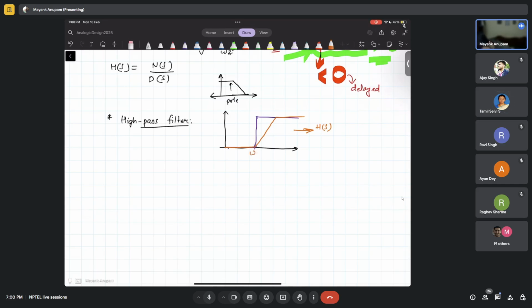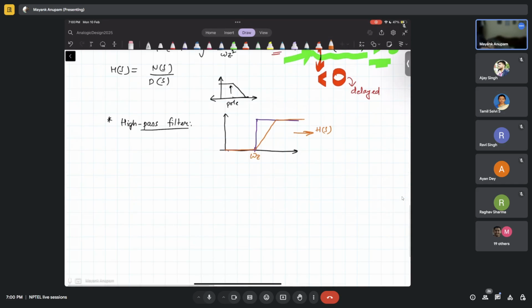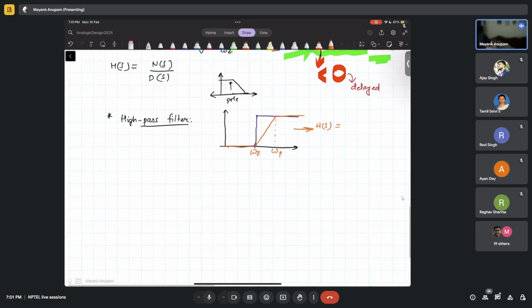So let's say this is omega z, and here the magnitude was going up, but suddenly it stopped going up, which means there should be a pole here, right? Yes, sir. Everyone following me? Yes, sir. Okay, good. So how should the transfer function look like?